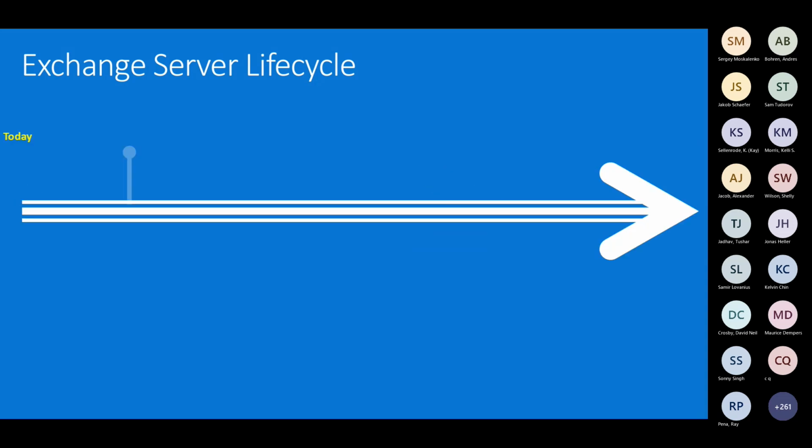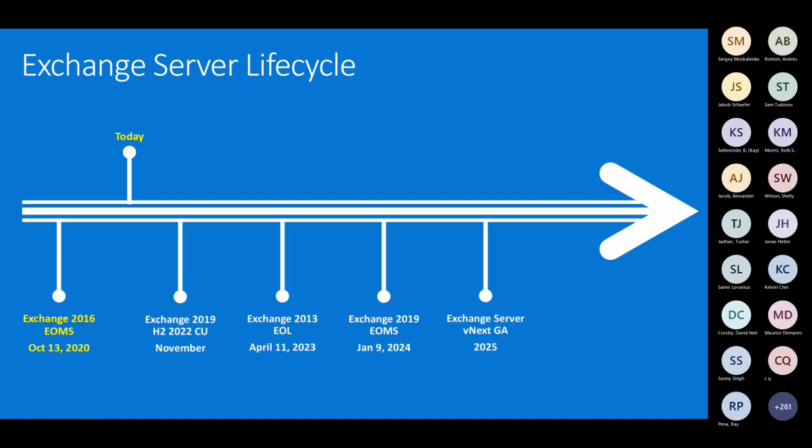Now, in terms of what's ahead for updates, currently, we hope to release the next CU for Exchange Server 2019 around the first week of November or so. But the biggest change coming up after that is the retirement of Exchange 2013, which reaches end of support on April 11th, 2023. That's just a little more than 200 days from now. So as I said, if you're on Exchange 2013 today, it's time to move to the cloud and/or a newer version of Exchange Server.